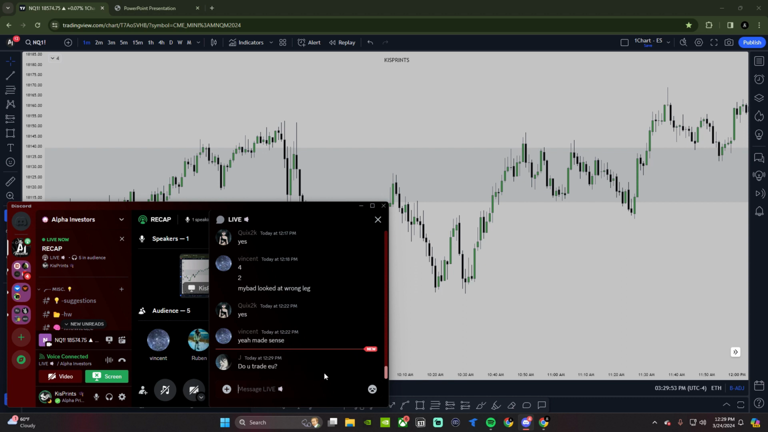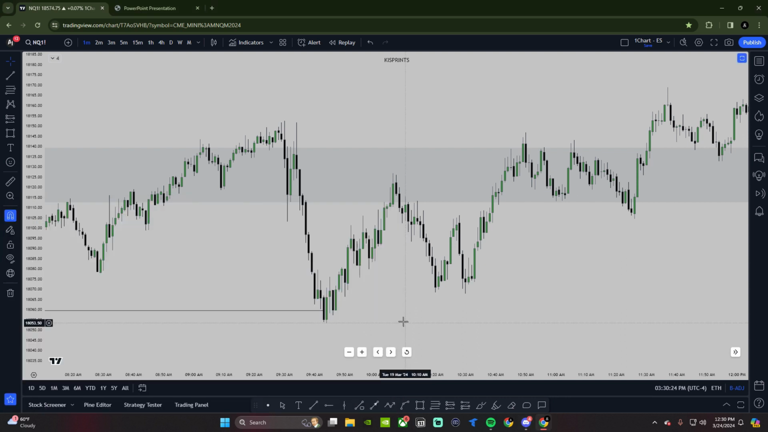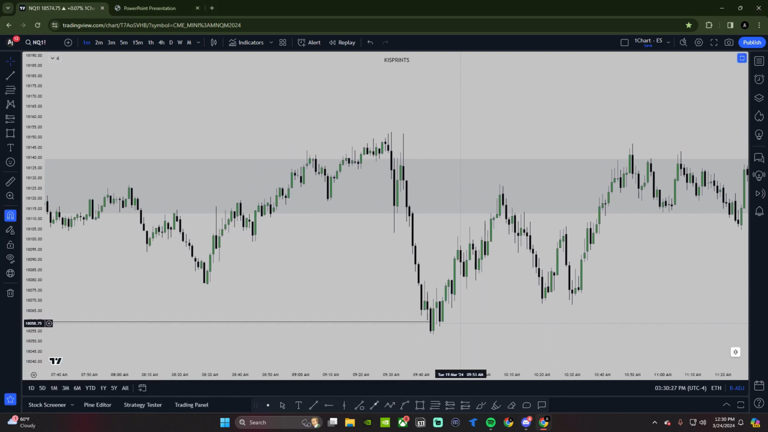Do you trade EU? No, I only trade indices, but you can use this in Forex. It works literally on crypto. This model works on anything. I wouldn't try silver, gold with it. Maybe just currencies. Don't try metals with it. I've never backtested it, that's why. But I do know Forex works. I do know Futures works. Yeah, crypto also works.